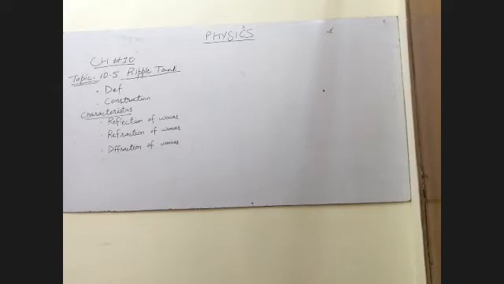First of all, we will see what a ripple tank is. The definition of a ripple tank is a device to produce water waves and to study their characteristics. We are going to do two things in a ripple tank. First one is to generate the waves and second one is to study their characteristics.